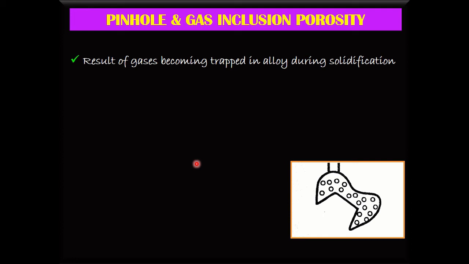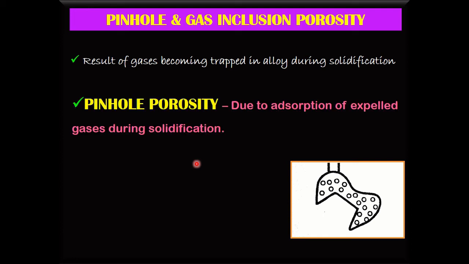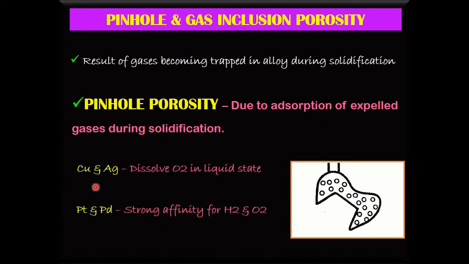But the basic difference is that pinhole porosity is due to the absorption of gases that are expelled during solidification. What happens? Many metals like copper and silver dissolve oxygen in the liquid state, whereas platinum and palladium have a strong affinity for hydrogen and oxygen gas. So these metals absorb these gases, and they are expelled during solidification and cause pinhole porosity.